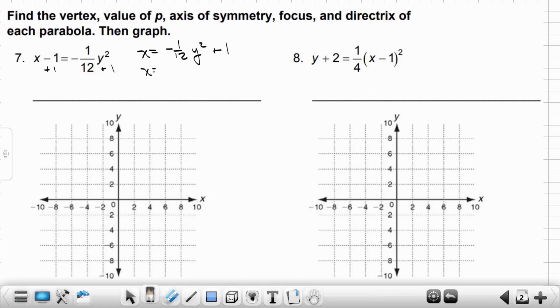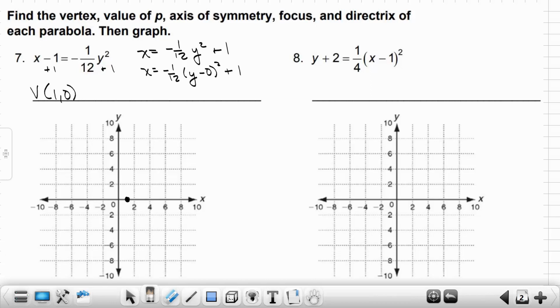We could have written it like that. So anyway, our vertex is at 1, 0. Count by 2s again. They're annoying. Is everybody okay with that? Yeah. Vertex is at 1, 0.